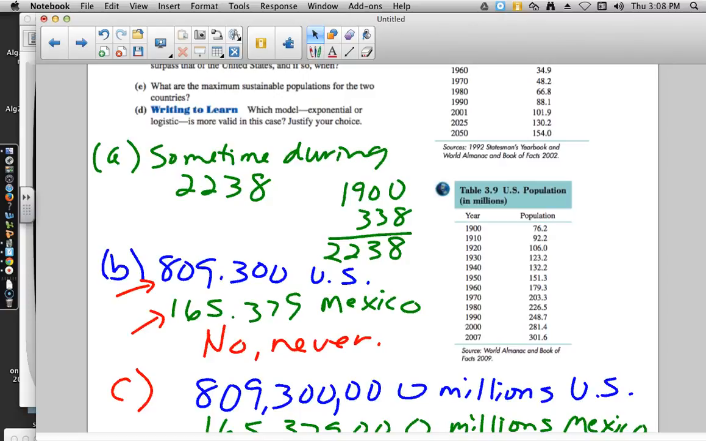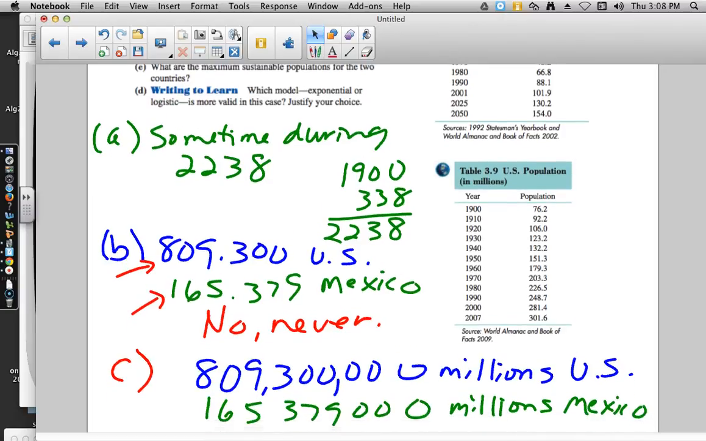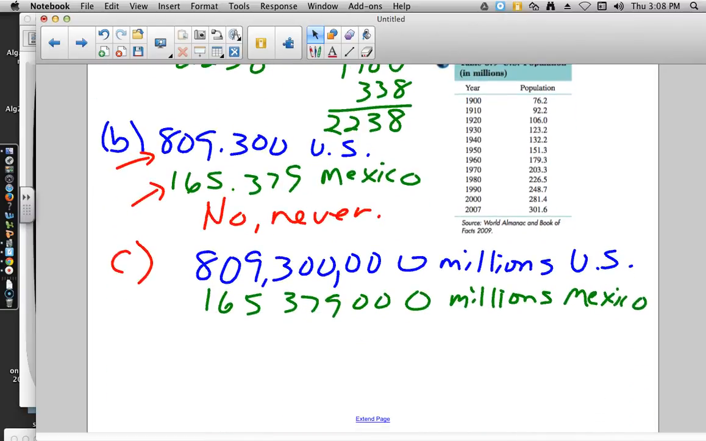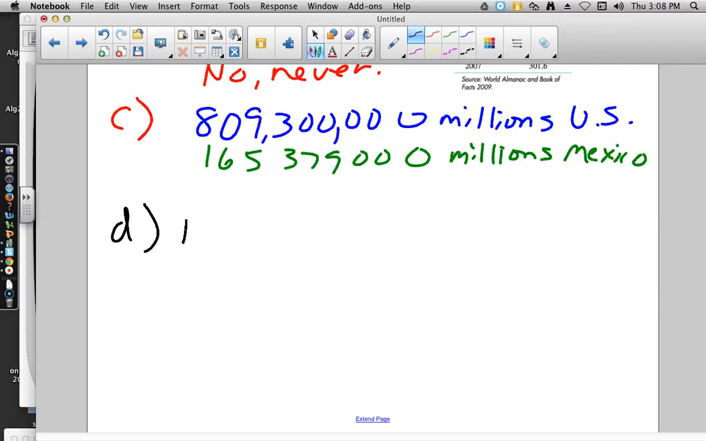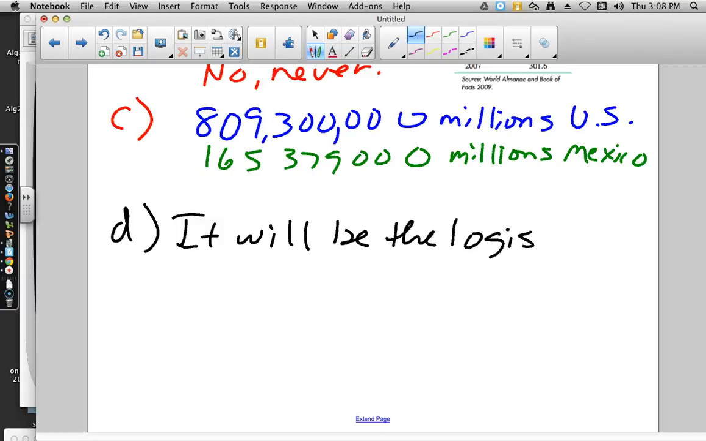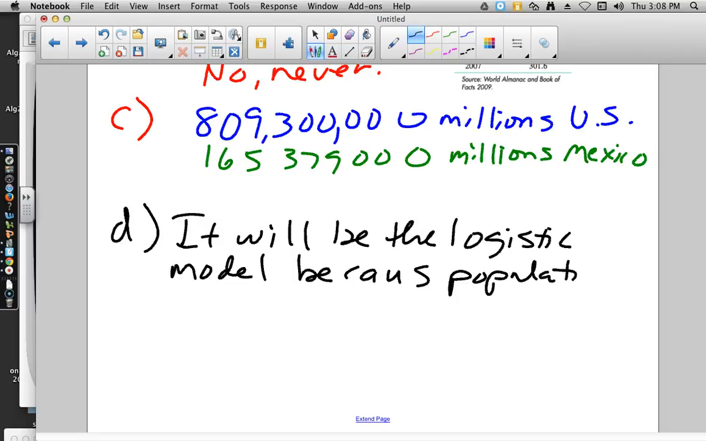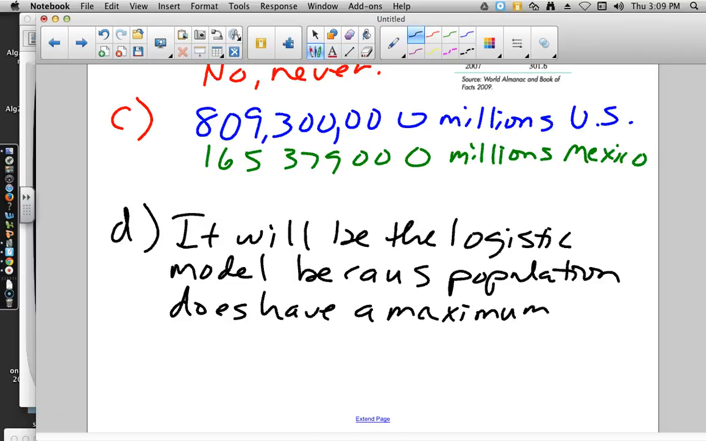And then D says writing to learn. Which model, exponential or logistic, is more valid in this case, and justify your choice? Well, of course, this is going to be the logistic growth, and that's because there is a limit to the sustainable population of a country. So for D, it will be the logistic model, because population does have a maximum sustainable limit.